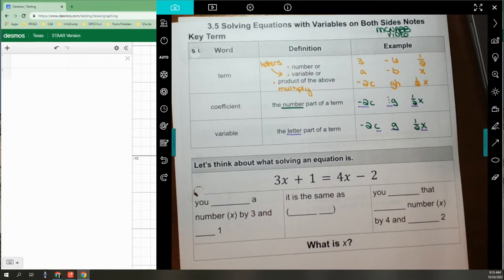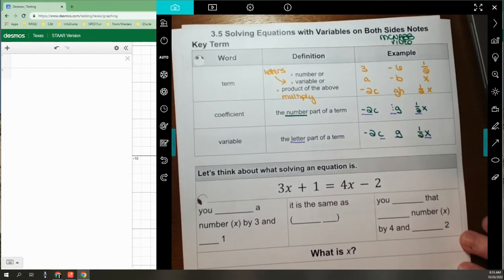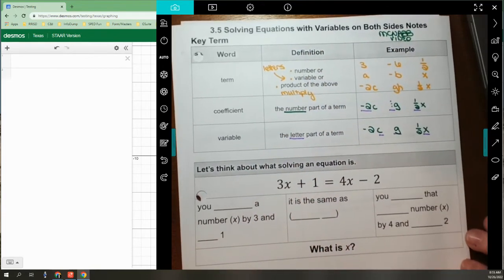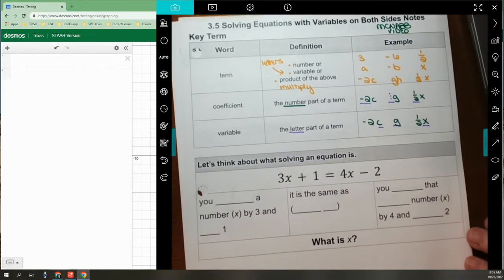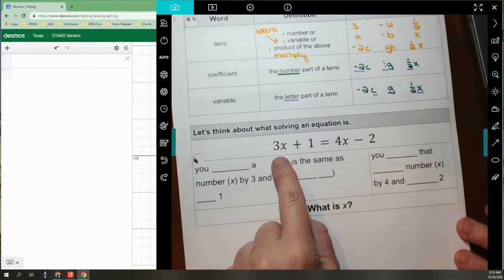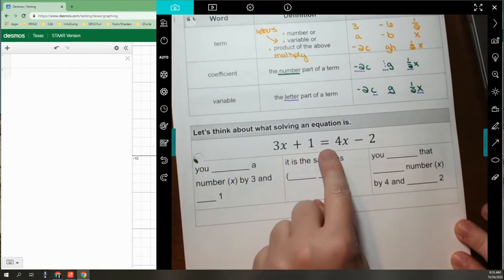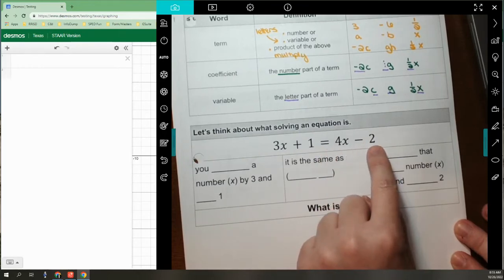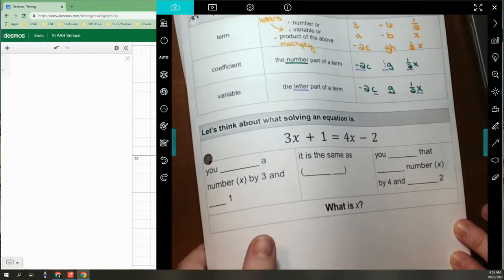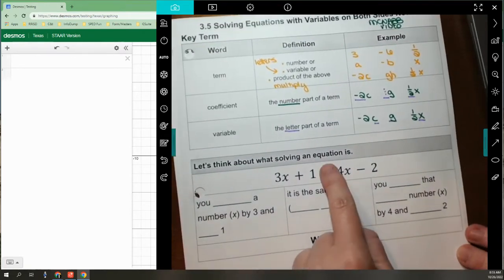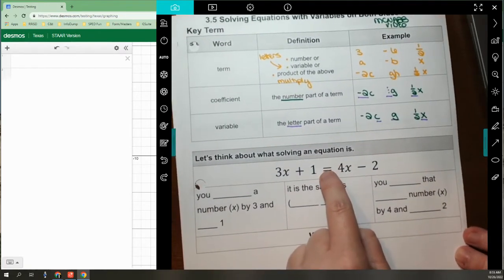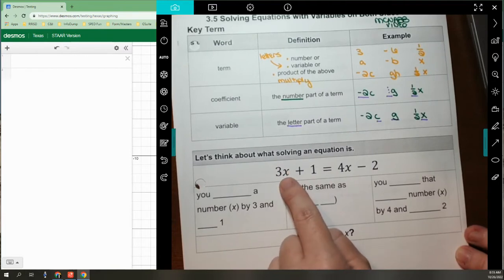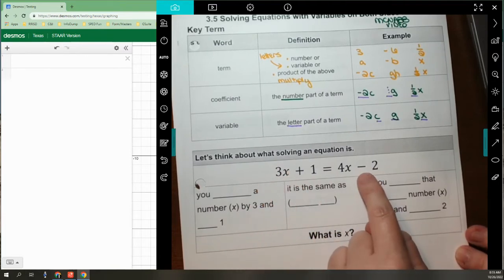So today we're talking about solving equations that have variables on both sides. So first, let's think about what we're doing when we're solving an equation. So we have an equation here. We have 3x plus 1 equals 4x minus 2. And the key here is that we do have variables on both sides of our equation. So we have, here's our equal sign, right? We have a variable over here, and we have a variable over here.